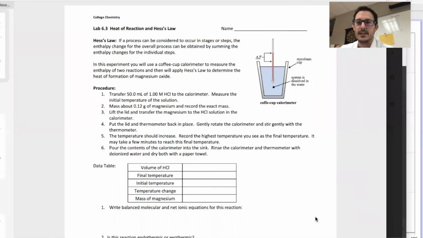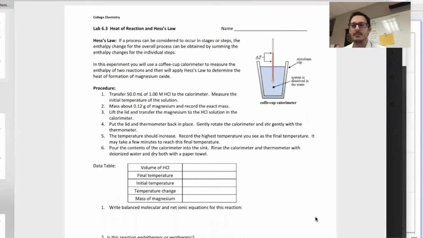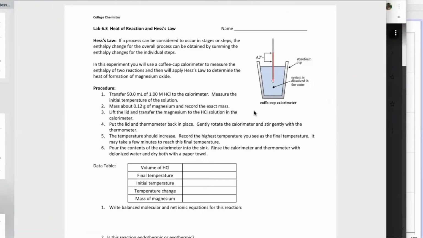All right, hello College Chem. Today we're going to talk about Lab 6.3, and here's the process. I'm actually going to work through part 2 for you, and I've already done a little bit of showing you what that process looks like. So if you would follow along in the lab and write down, record part 2 of the calculations.